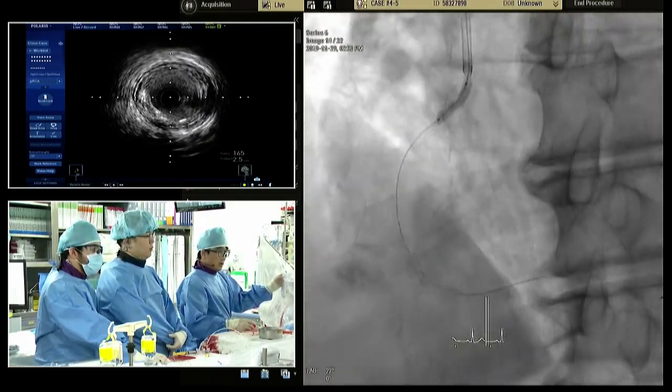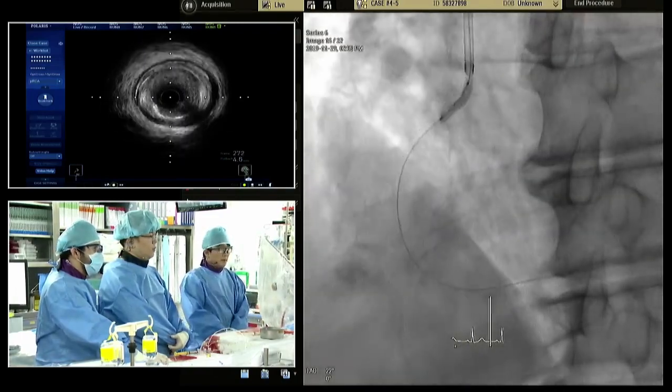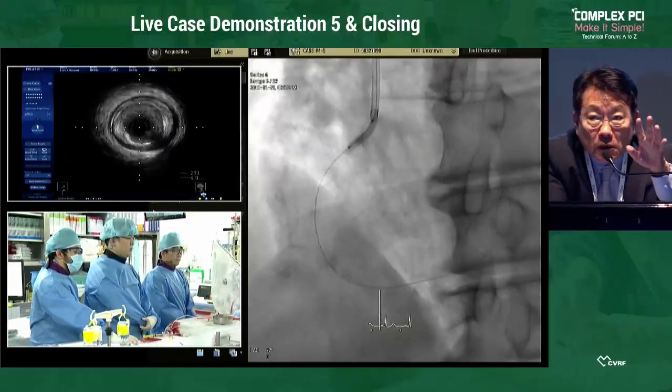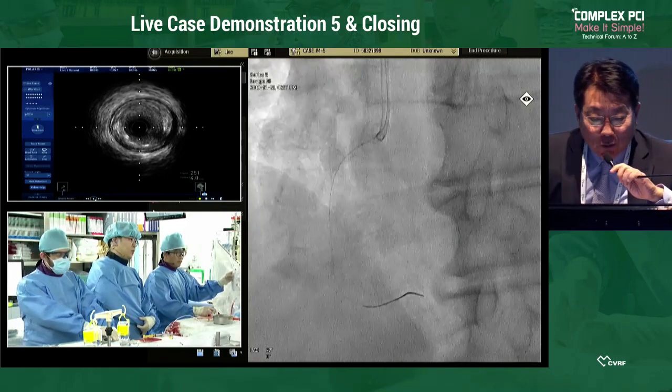Great. Ballooned at the proximal. All right, I want to just mention about the IVUS. Dr. Lee, it's a position of wires. You've seen just the previous cases, Michael Lee. I cannot talk too much.